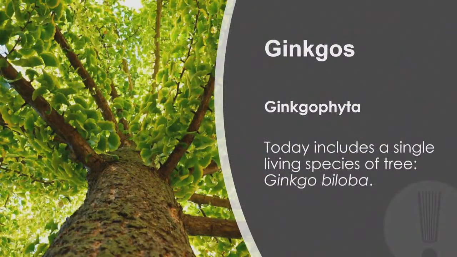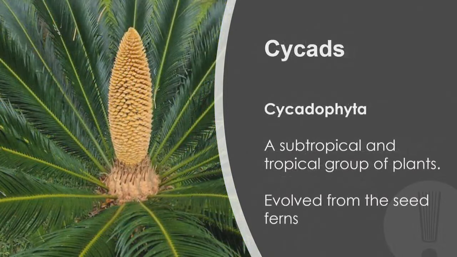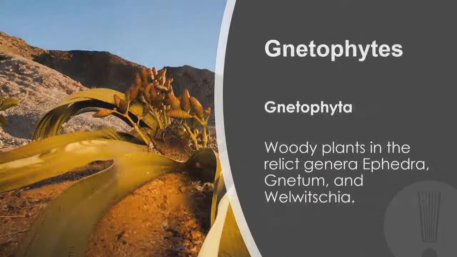So these ginkgos, or ginkgophyta, were much more diverse at the time. Today the group includes a single living species, Ginkgo biloba, which you may have heard of. Some people plant them around here. The cycads, or cycadophyta, are a subtropical and tropical group of plants, and evolved from the seed ferns. And these are still around in these tropical areas.